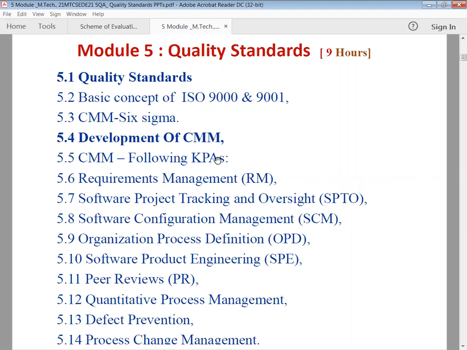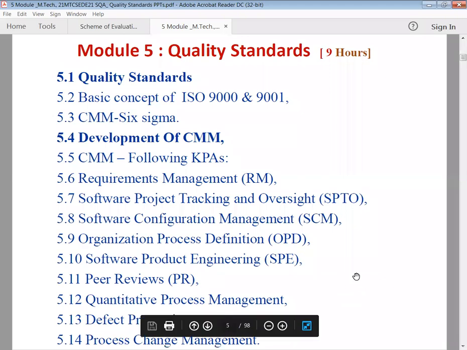What is peer review? And what is the role of peer review? What are the things we can expect from the peer review process? Then quantitative process management, QPM, then defect prevention, and process change management. So these are almost all individual concepts.